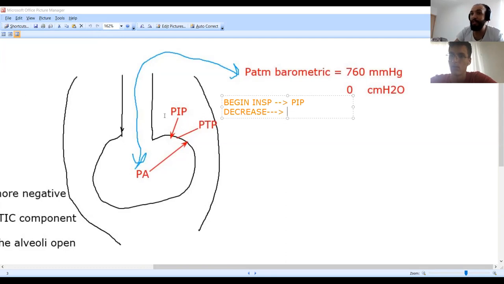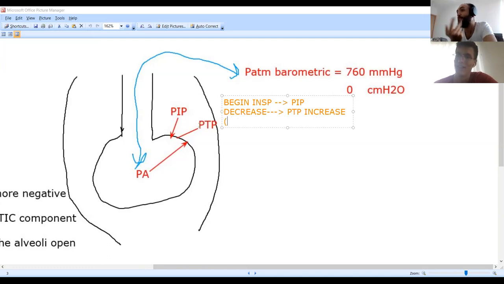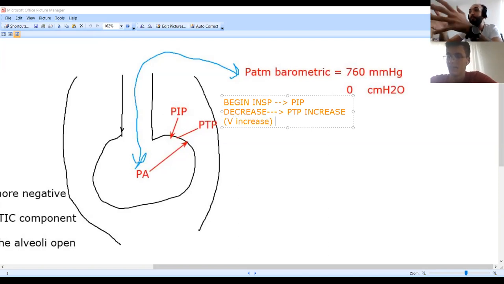If the PIP is decreased, what happens to the PTP? It will increase. PTP will increase, right? If PTP increases, what happens to the volume? Volume will increase. If the volume of the alveoli starts to increase, the air in the alveoli has a pressure. But if the volume increases, what happens to the pressure? It will decrease. So PA will decrease.